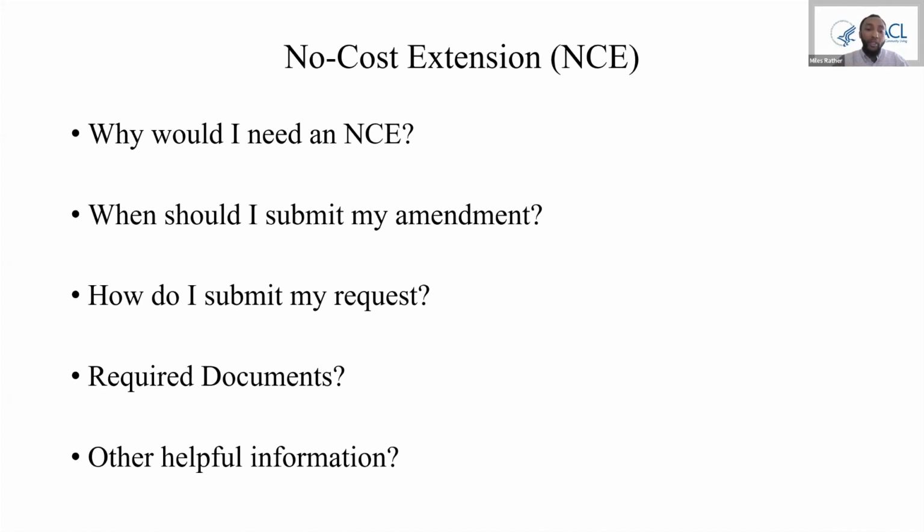What are the required documents? The required documents are a cover letter signed by your authorized organizational representative, also known as your AOR, that includes your grant number, your organization name, your specific proposed date, which is the new project period end date you want, the amount of the remaining unobligated funds, only if applicable, if you have funds remaining, an explanation on why the work has not been completed, and a detailed work plan on how all unfinished activities will be completed by the proposed extended end date.